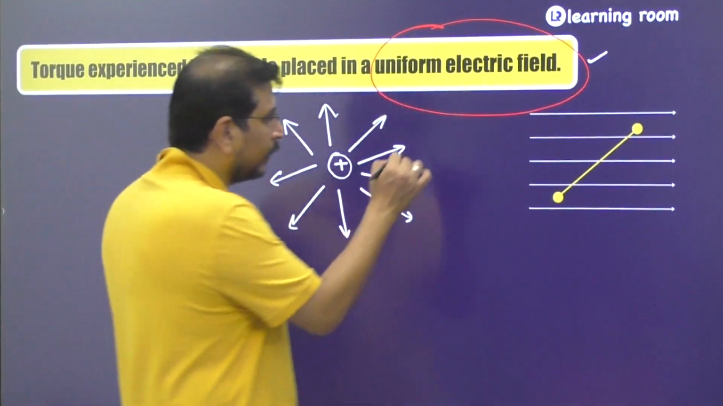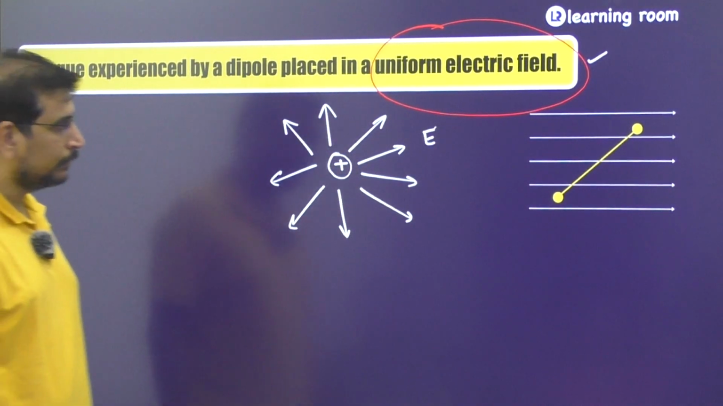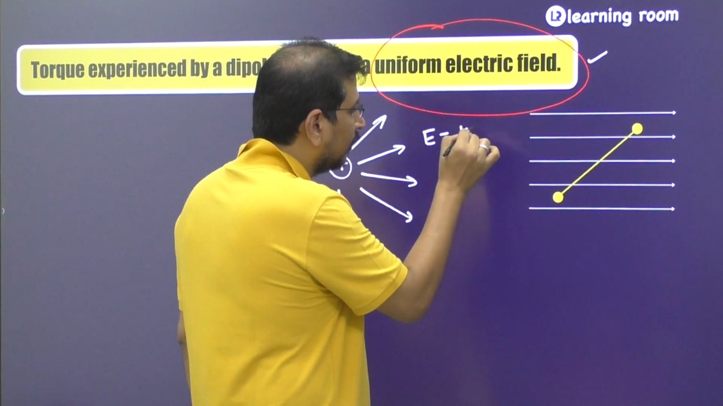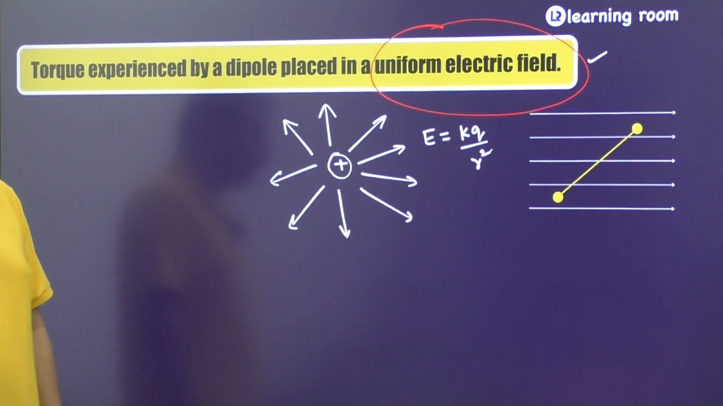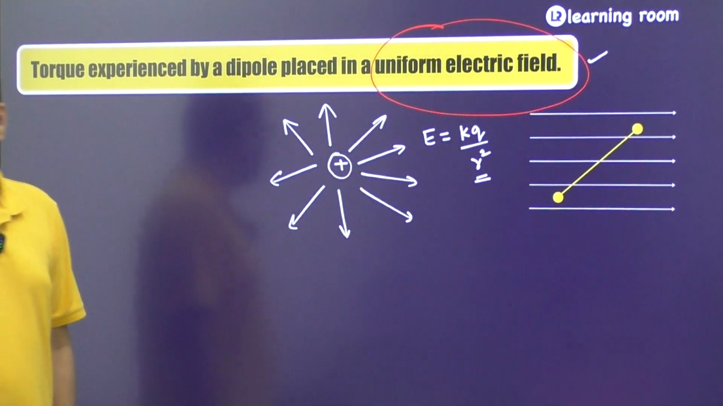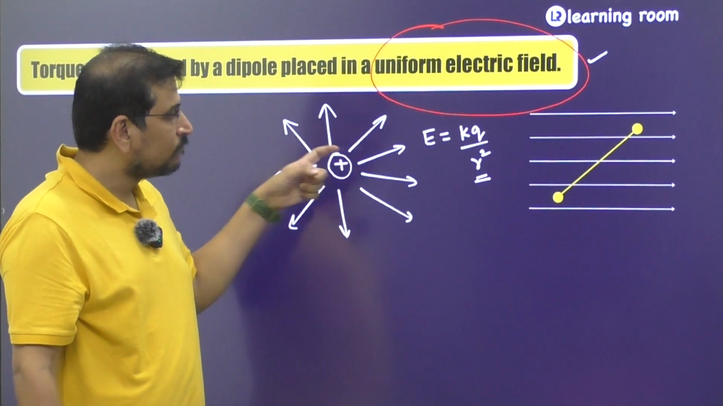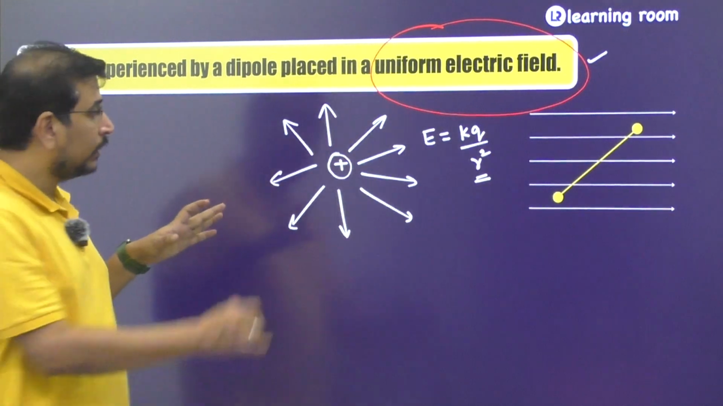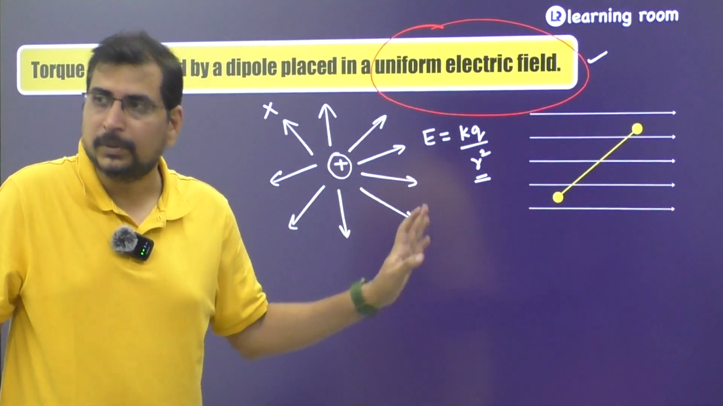So we know this fact, right? What is the electric field due to this kind of charge at different locations? E is equal to kq divided by r square, correct? So as the value of r is changing, the value of the electric field is also changing. It keeps changing, meaning it is not going to be uniform. So the first thing to be wiped off from your mind is that this is not a uniform electric field.